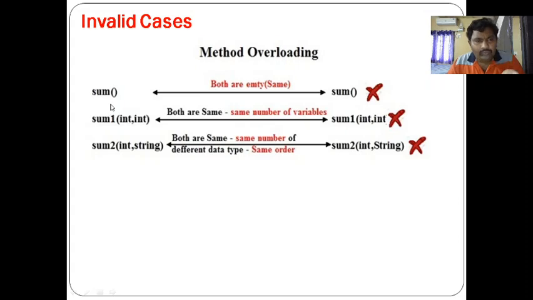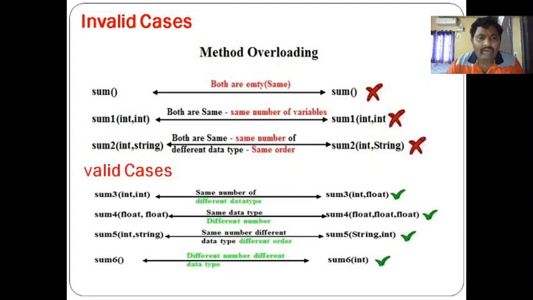Here we have written sum and we have written another method sum, both within the same class. The method name is the same, but there is no difference, so we cannot write like this. Both methods are empty here. And here we have written sum1 of int, int, but here again written sum1 of int, int. There is no difference, both are the same methods. Here also see this, I have int and string here also. We can have the same method name, but the parameters should be changed. So these are all the invalid cases of how we cannot write methods for achieving method overloading.